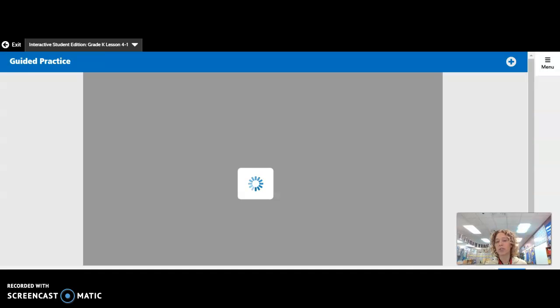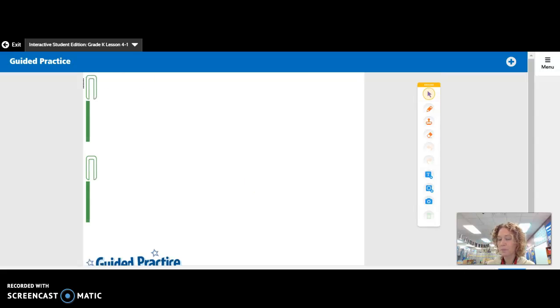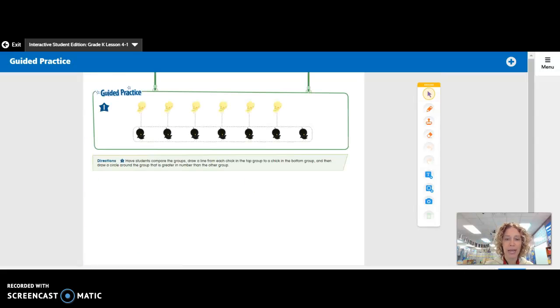So now we're going to take a look at our guided practice here. We're going to compare the groups. The first thing we're going to do to compare is match them up. Okay, so I'm going to get my pencil. If they're not in a line, it sure helps, but these just happen to be in a nice line. If they weren't, we could put them in a line.